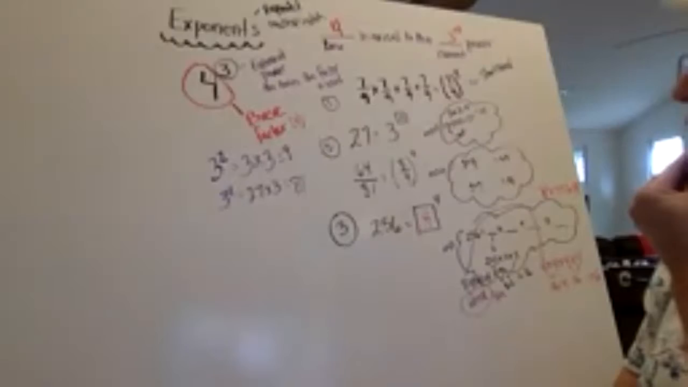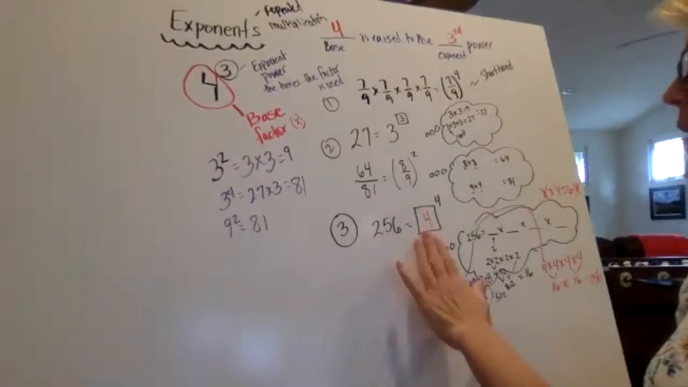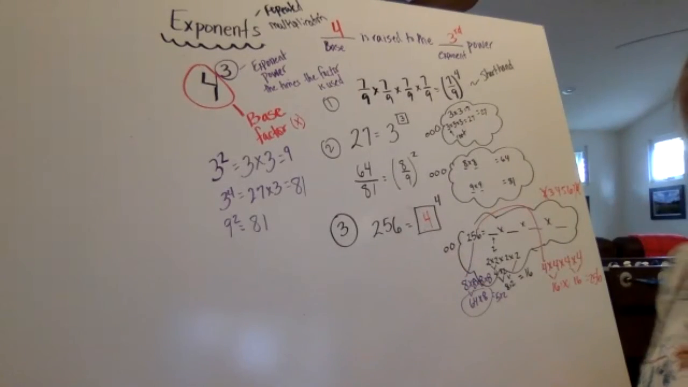81 can be written a lot of different ways, right? 3 to the fourth. 9 to the second. There are lots of different ways that we can write the number 81. All right, so there's a pattern there. Always looking for patterns. It helps you make connections. It's helping you think about different things.